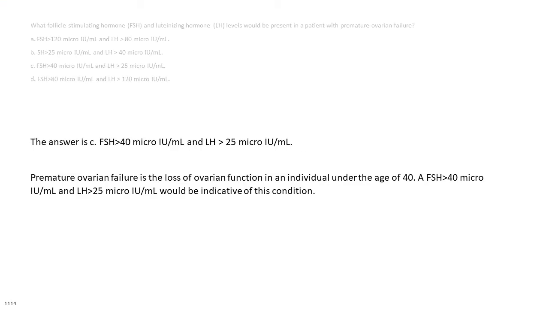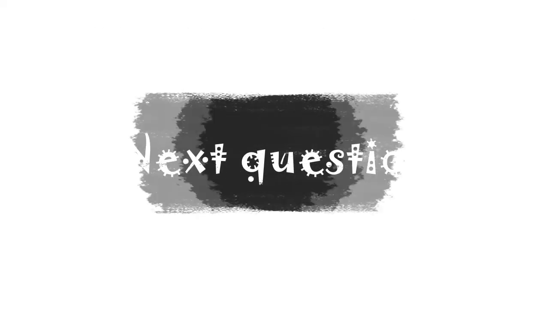The answer is C. FSH greater than 40 micro-international units per milliliter and LH greater than 25 micro-international units per milliliter. Premature ovarian failure is the loss of ovarian function in an individual under the age of 40. FSH greater than 40 micro-international units per milliliter and LH greater than 25 micro-international units per milliliter would be indicative of this condition.